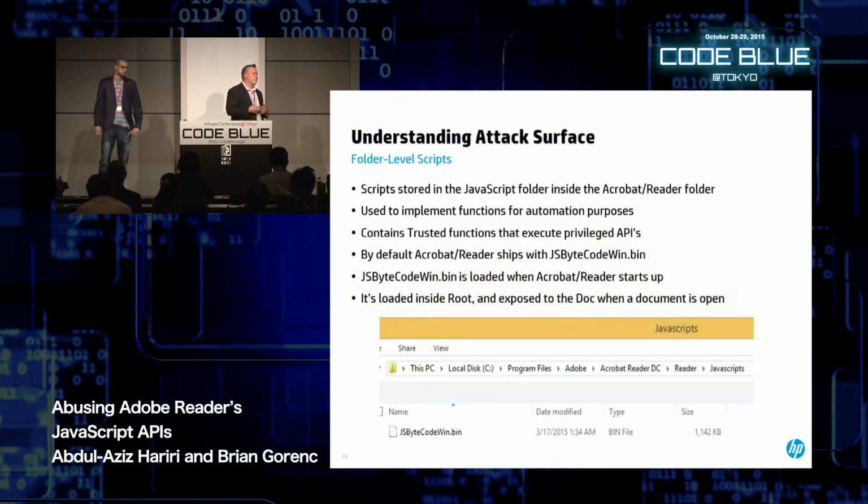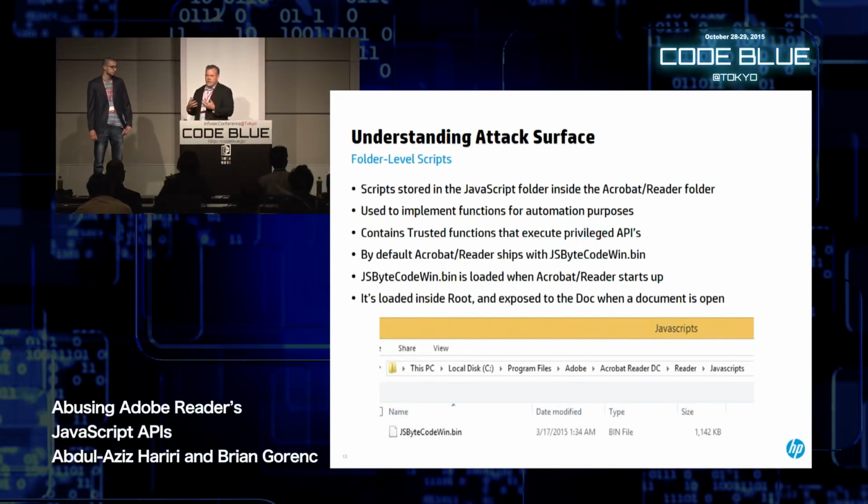So why would you use trusted functions? Well, if you're trying to automate some functionality in a PDF and you want to do a lot of batch processing, you can use these trusted functions to do that and get access to the privileged APIs that you need for your processing. There's also this idea of folder level scripts, which you see on the screen here.